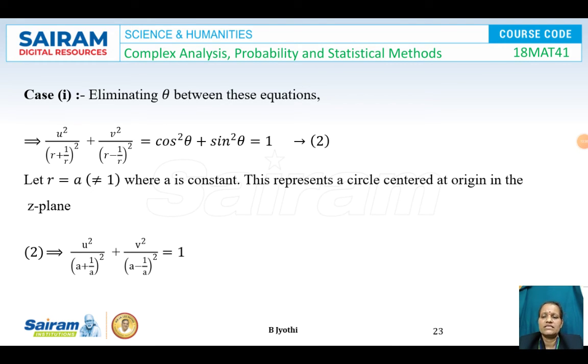Eliminating theta between these equations, we can square them, that is u square divided by r plus 1 by r whole square plus v square by r minus 1 by r whole square is equal to cos square theta plus sin square theta, which is equal to 1. So this r plus 1 by r, if we put r is equal to a, where a is a constant, it represents the circle centered at the origin in the z plane, that is u square by constant square plus v square by constant square.